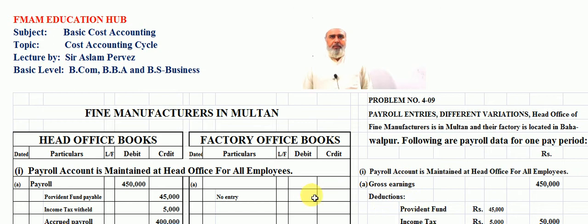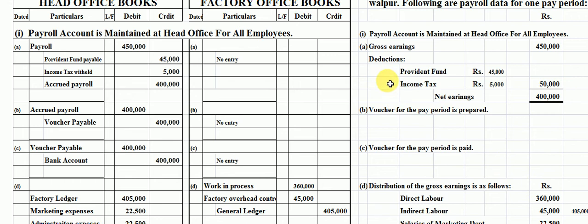Students, the part A transaction is gross earnings. The amount is 4,50,000 rupees. Deductions: provident fund 45,000 rupees and income tax withheld 5,000 rupees. The overall deduction is 50,000 rupees, which is deducted from the gross payroll. Then the actual value which is paid, or net earning, is 4 lakh rupees here.